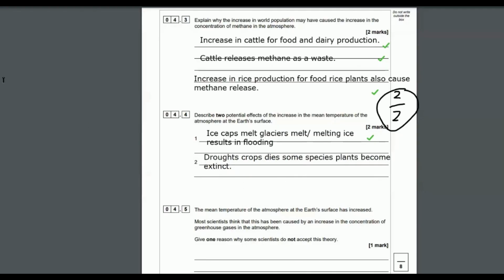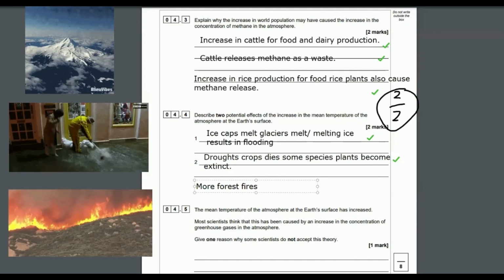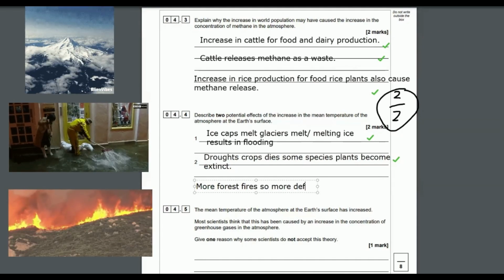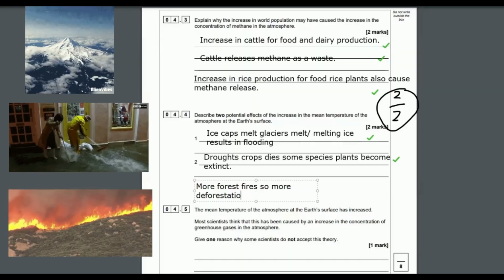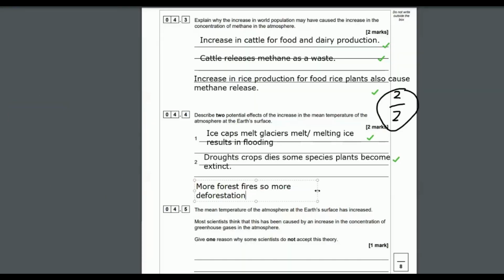Species extinction, we've already said that. There's literally hundreds and hundreds of effects of global warming. Recently on the news, you've probably seen forest fires everywhere, especially in America, in Los Angeles. So we're going to get more forest fires, more destruction of homes, and more extinction of species and loss of habitat. Awesome.